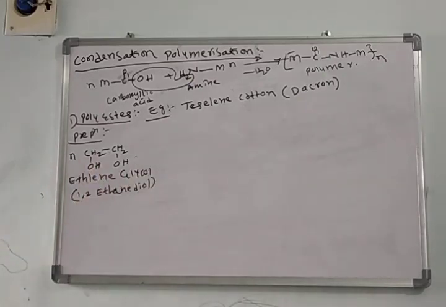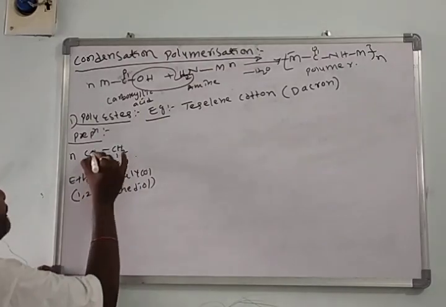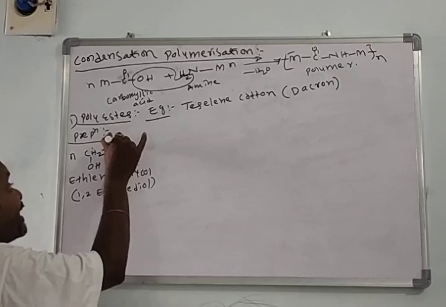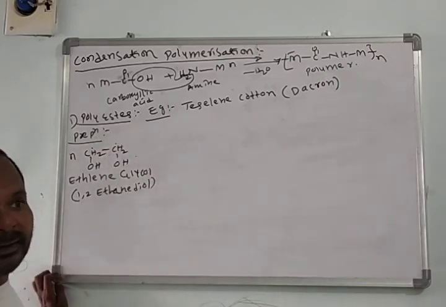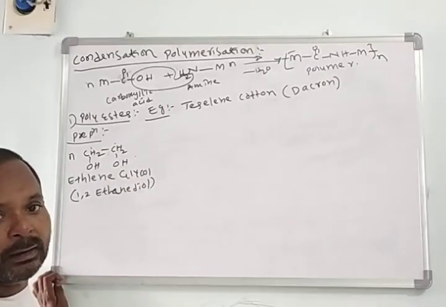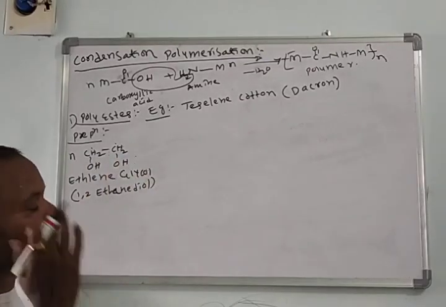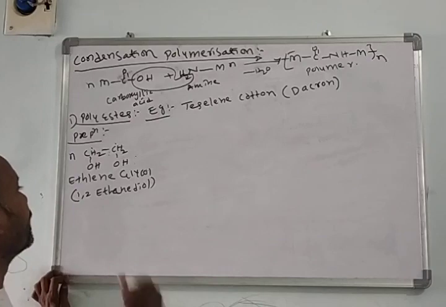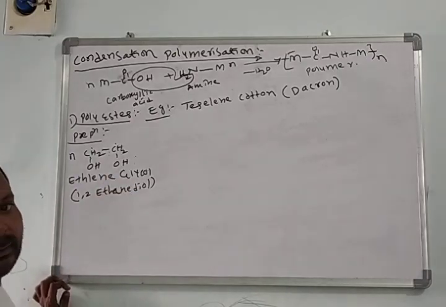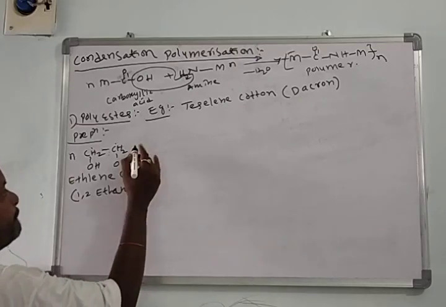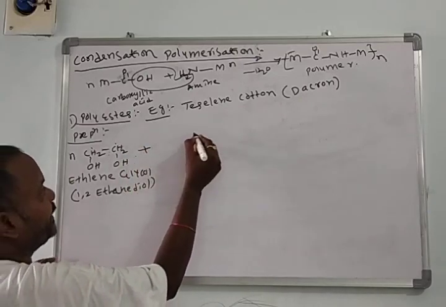Ethylene glycol. What is the meaning of glycol? If any organic molecule has two OH groups present on adjacent carbon atoms, those are simply called glycols. 1,2-diols we call glycols. This glycol reacts with terephthalic acid.